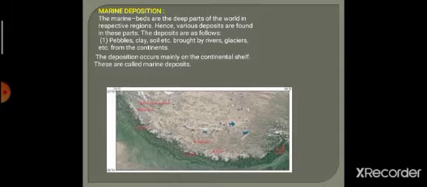The deposits are as follows: pebbles, clay, soil, etc., brought by rivers and glaciers from the continent. The deposition occurs mainly on the continental shelf. These are called marine deposits. This is the first type of marine deposition.